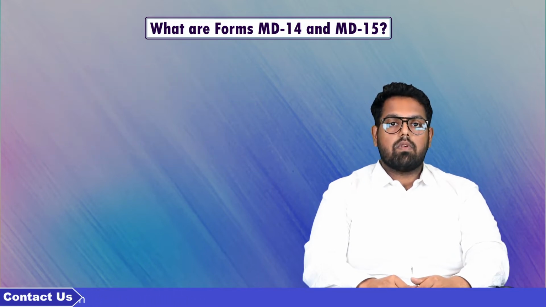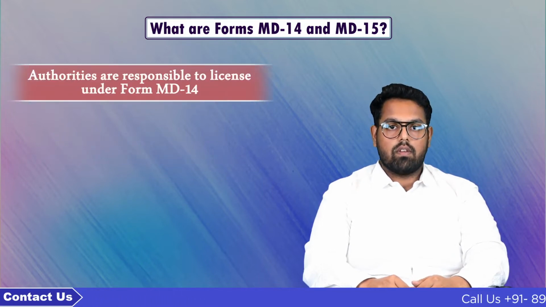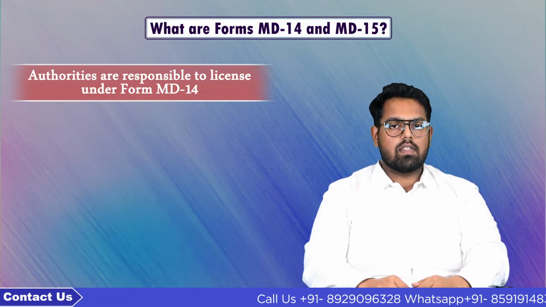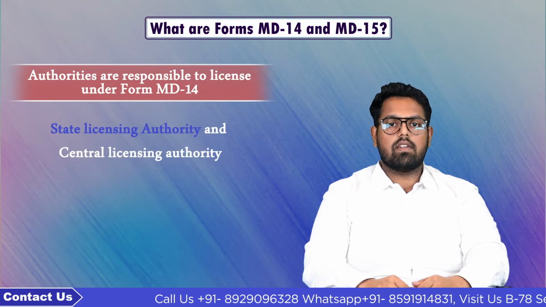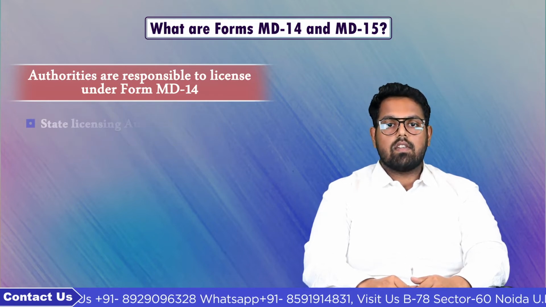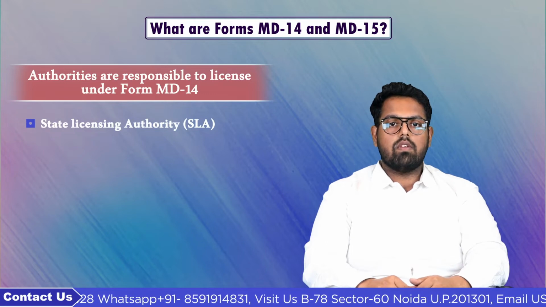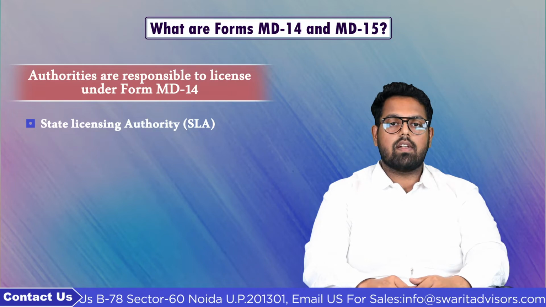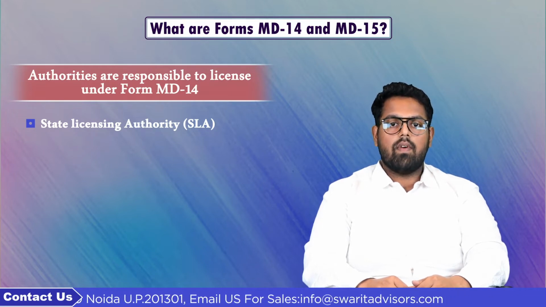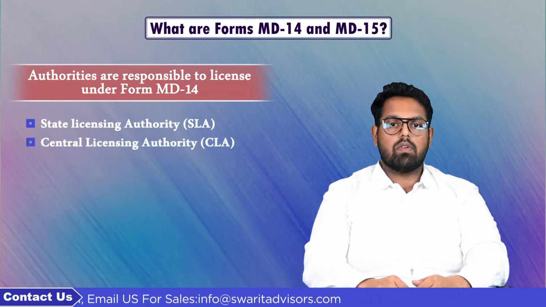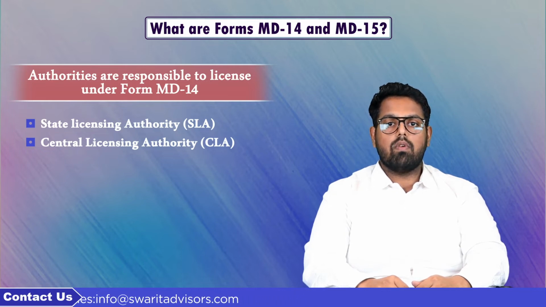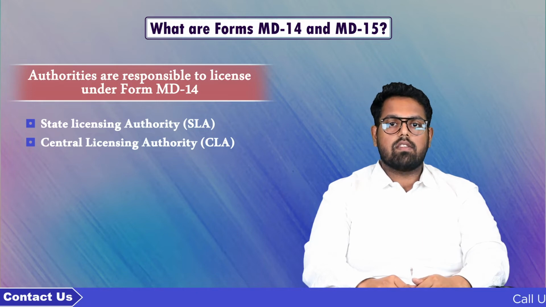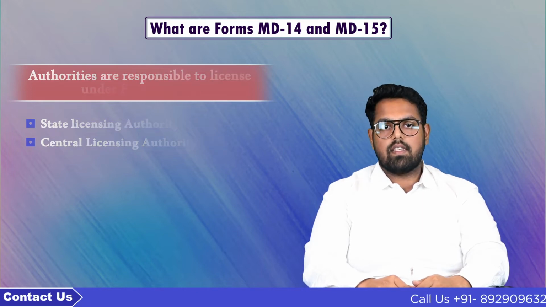Which authorities are responsible to grant license under form MD-14? There are two authorities that are responsible for granting such licenses. These are the State Licensing Authority and the Central Licensing Authority. The State Licensing Authority is responsible for giving out loan licenses, manufacturing licenses, and wholesale licenses to medical devices that fall under Class A and B. Whereas the Central Licensing Authority is responsible for providing licenses for the import of medical devices in the country. It also assists with providing manufacturing licenses to devices that fall under categories C and D.